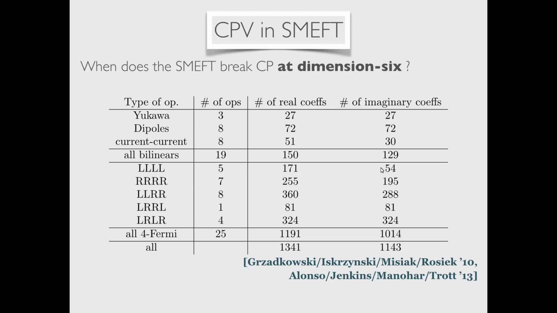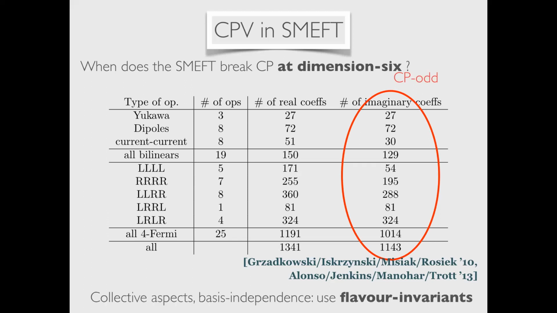Okay. Sorry, I was listing the number of independent quantities you find in the SMEFT at dimension 6, and usually those ones are deemed CP-odd. But in the light of what we saw from the standard model, I believe that to capture collective aspects of the theory or CP violation in a basis-independent way, one would rather capture the CP-odd quantities as flavour invariants. Although, of course, in some basis, one can make sense of the imaginary part of this as violating CP, flavour invariants do this without requiring you to work in a given basis.